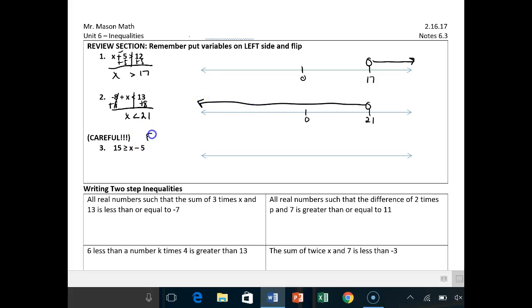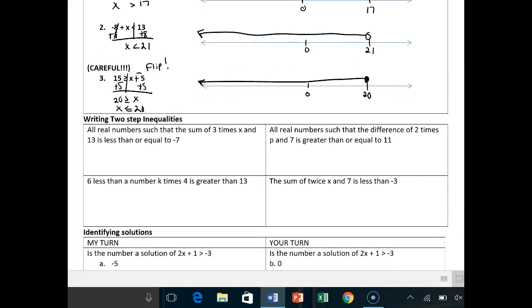Now here, I asked you to be careful because you need to flip it, because the variable is on the right-hand side. So we can go ahead and solve this. We can say plus 5, plus 5. That's 20 greater than or equal to x, and then you just need to remember to flip it. x is less than or equal to 20. Notice how I flip the signs and I flip these two guys. So 0's here, 20's here. This time it's a closed circle and everything pointed to the left, or everything less than or equal to 20.